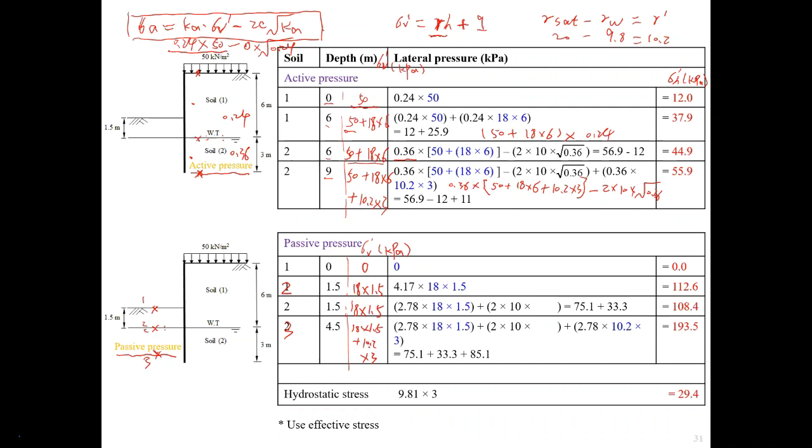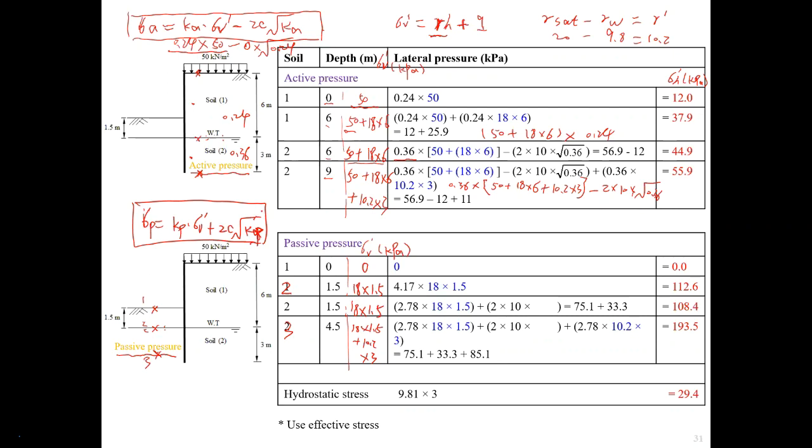So since we got the sigma v prime, for the next one we just use the formula to do the calculation. Sigma p equals Kp times sigma v prime plus 2c times square root of Ka. So we have to calculate sigma v very carefully, and then for all the calculations, we just insert values into this formula. We keep using this formula all the time.